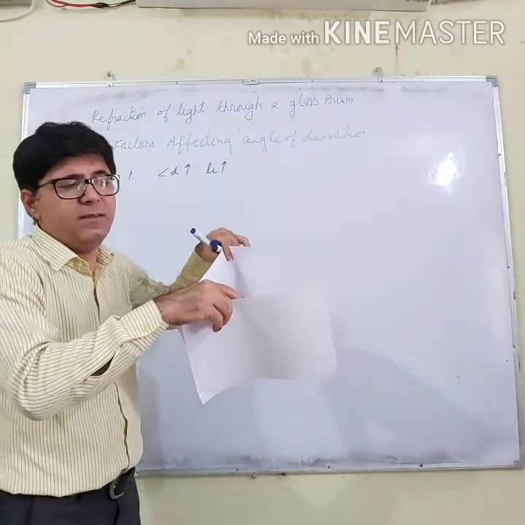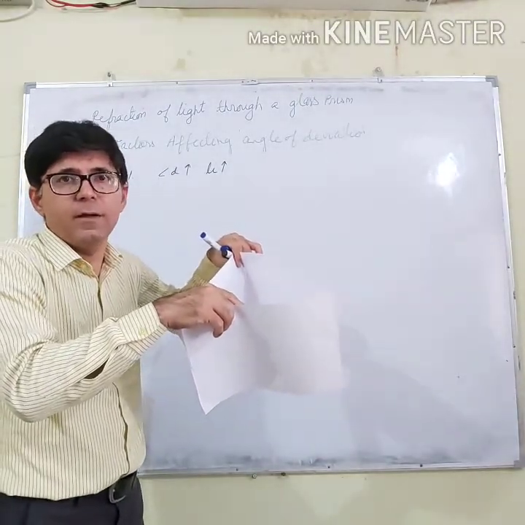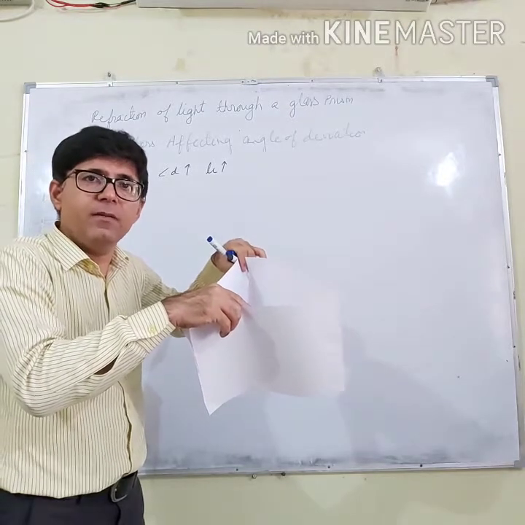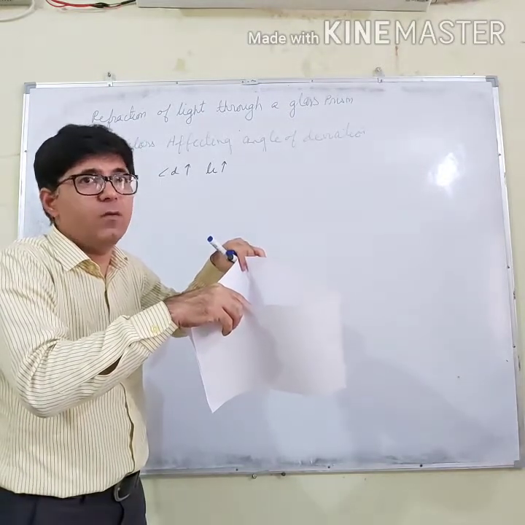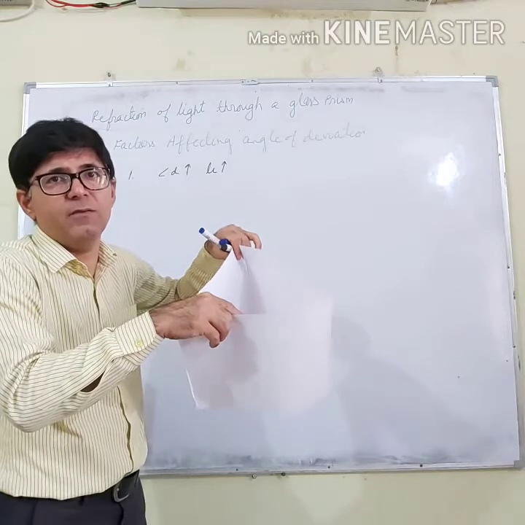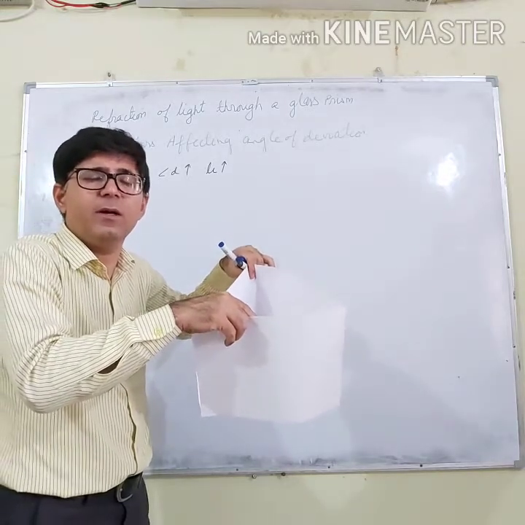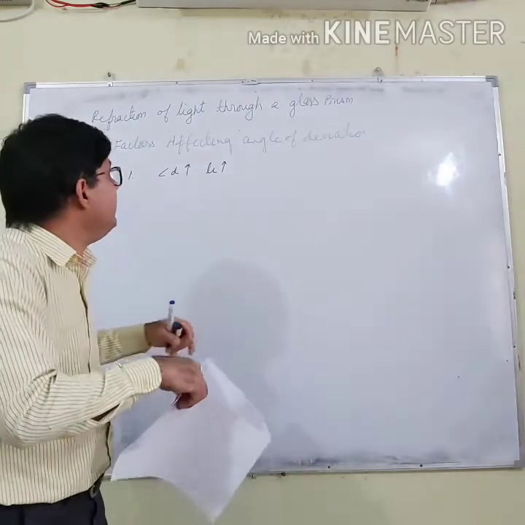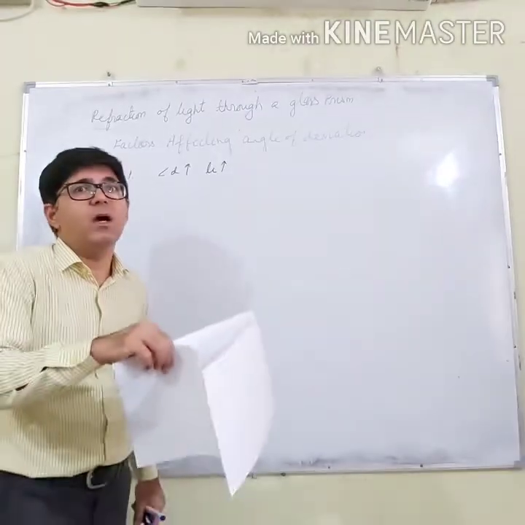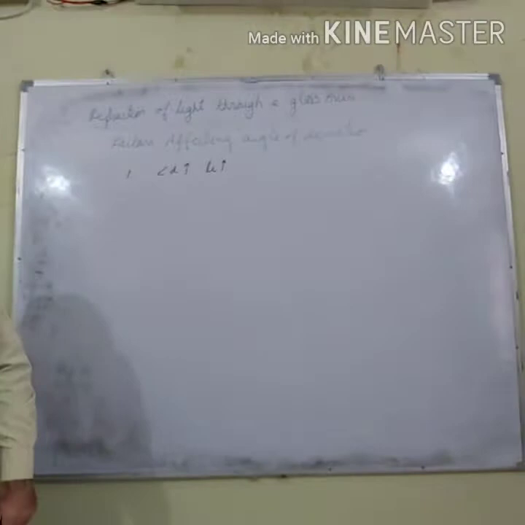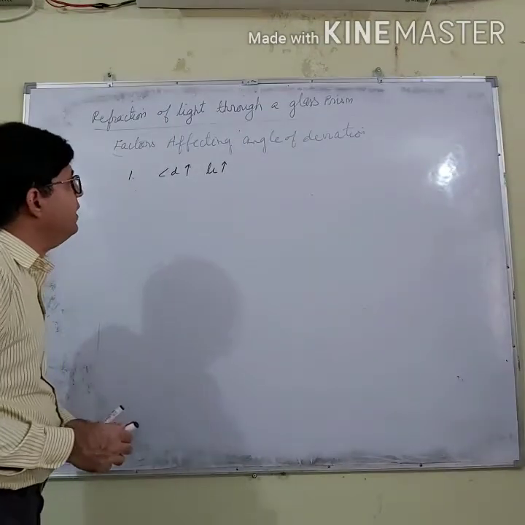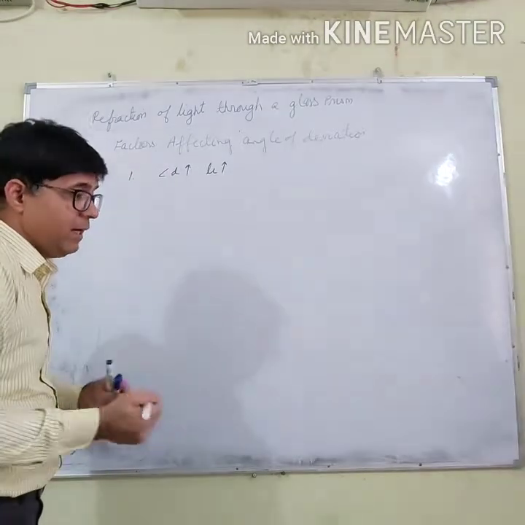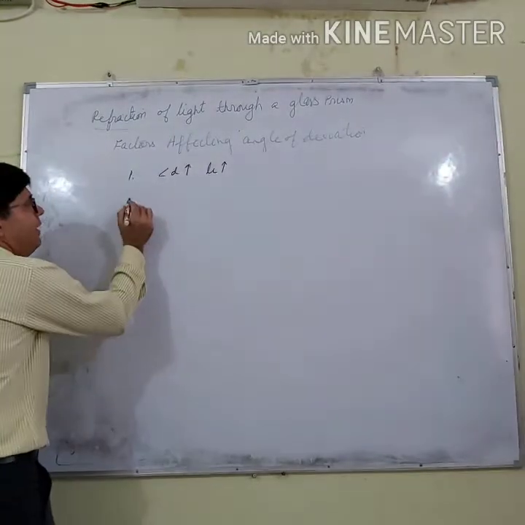And if I fill this with water, and compare with the glass, you will find that the angle of deviation will decrease, because the refractive index of water is less than that of glass. So in that case the angle of deviation will decrease. So the angle of deviation decreases with a decrease in the refractive index.